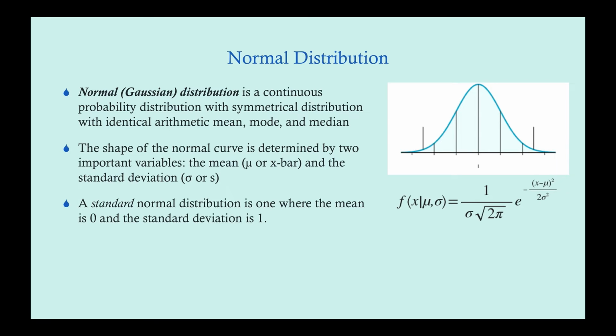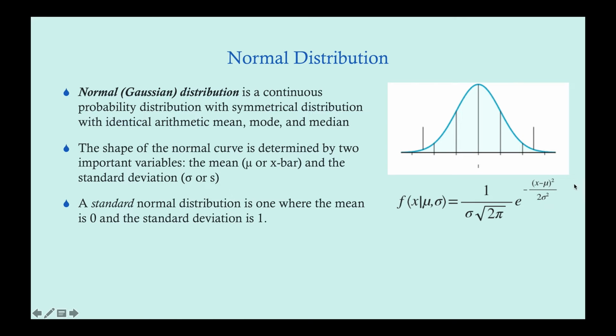So a standard or standardized normal distribution is one where the mean is 0 and the standard deviation is 1. And we can take any kind of normal distribution and standardize it. And we standardize it with a particular formula, and we'll see how we do that on the next slide.